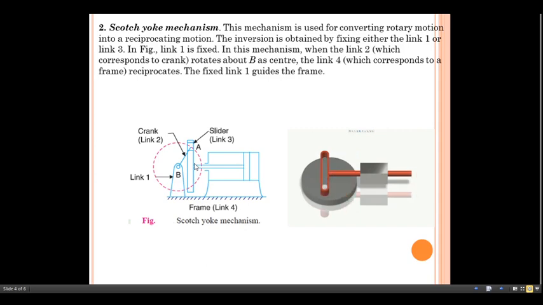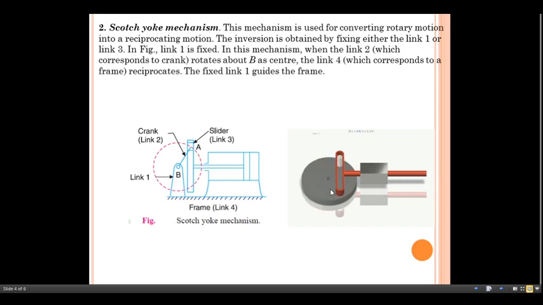In this mechanism, when link number 2 rotates about this center B, link 4 will start to reciprocate. Link 4 indicates the frame here, the total frame of this. Link number 4, no doubt, is the fixed one. This indicates the slider. The slider will start its motion and move inside the cylinder. This is clearer with the help of this picture.